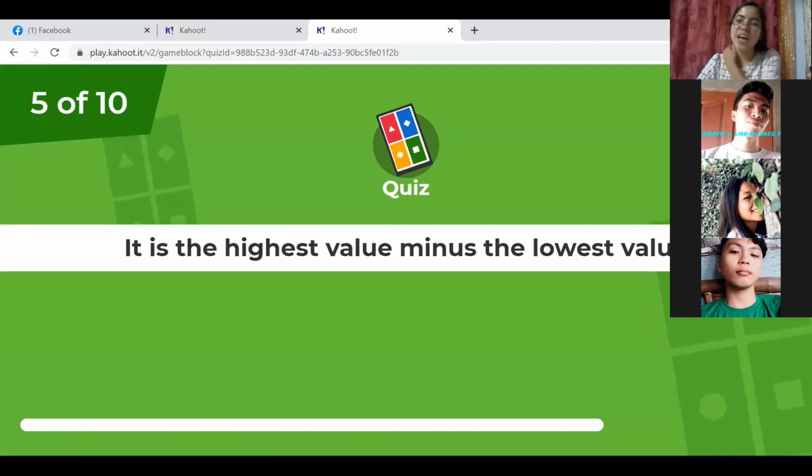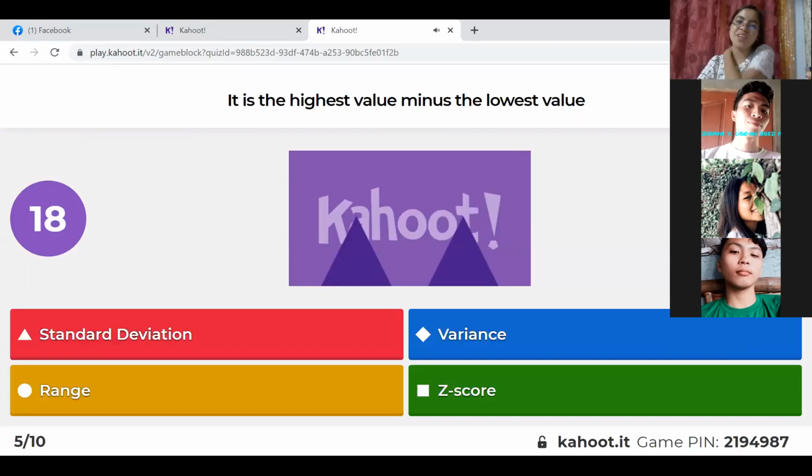It is the highest value minus the lowest value. Ang red, standard deviation. Ang blue, variance. Ang yellow is range. Ang green is Z-score. Ano tong tawag sa highest value minus lowest?